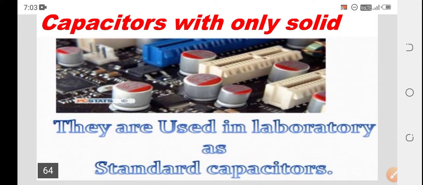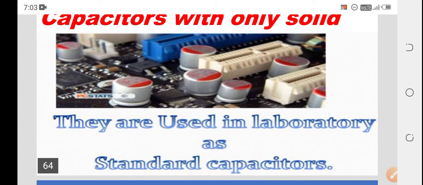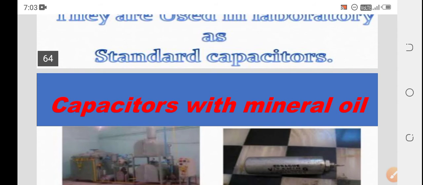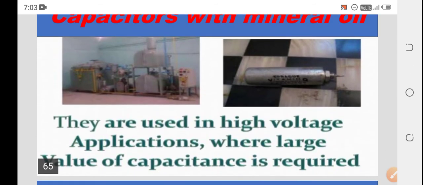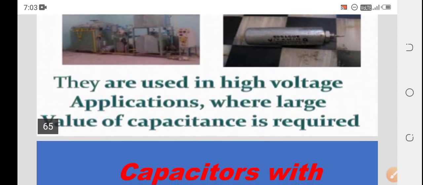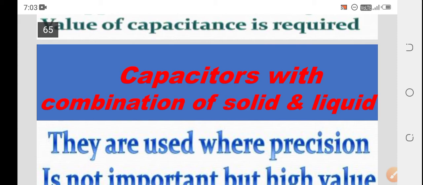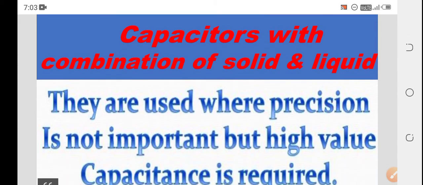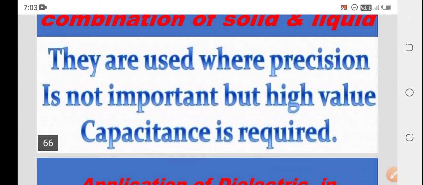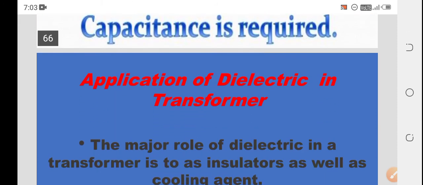Capacitor with only solid. They are used in laboratory as standard capacitors. Capacitor with mineral oils. They are used in high voltage application where a large value of capacitance is required. Capacitors with combination of solid and liquid. They are used where precision is not important but a high value capacitance is required.